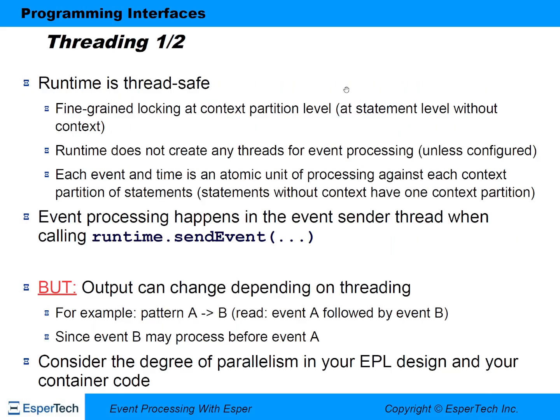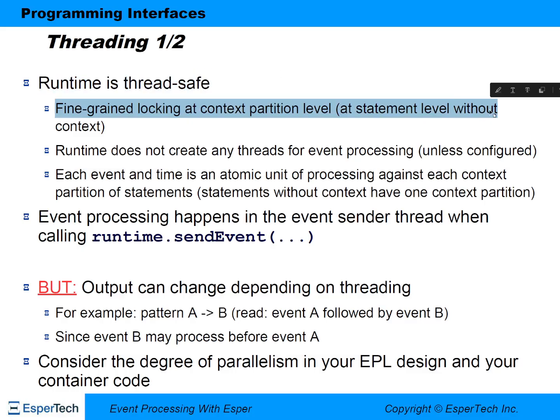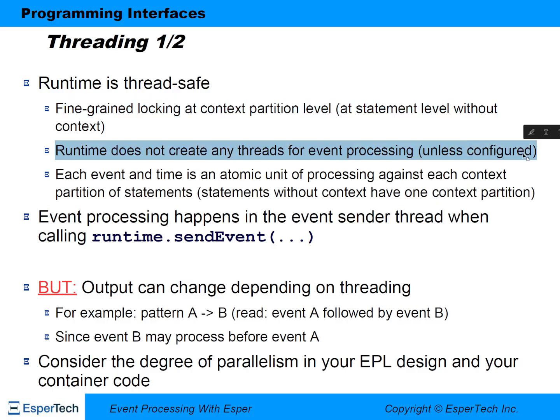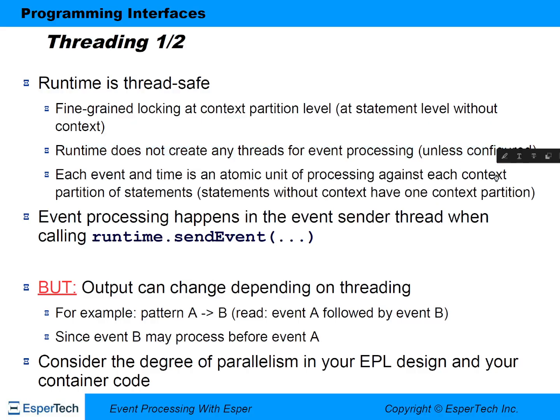This slide and the next slide discuss threading and locking. The runtime is thread safe. The runtime performs fine-grained locking at context partition level, or at the statement level for statements that do not declare contexts. Contexts are discussed later and can partition statements. The runtime does not create any threads for event processing, unless configured. Each event and time is an atomic unit of processing against each context partition of statements. Statements without context have one context partition.